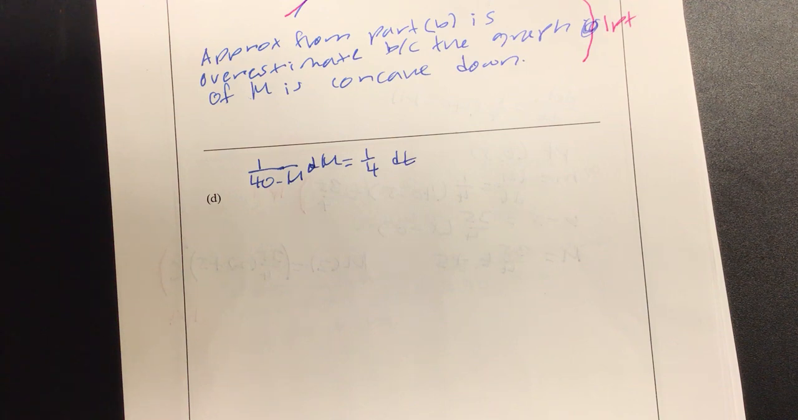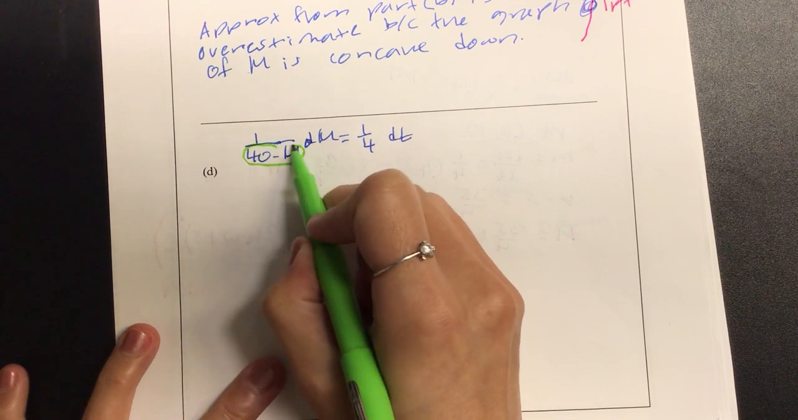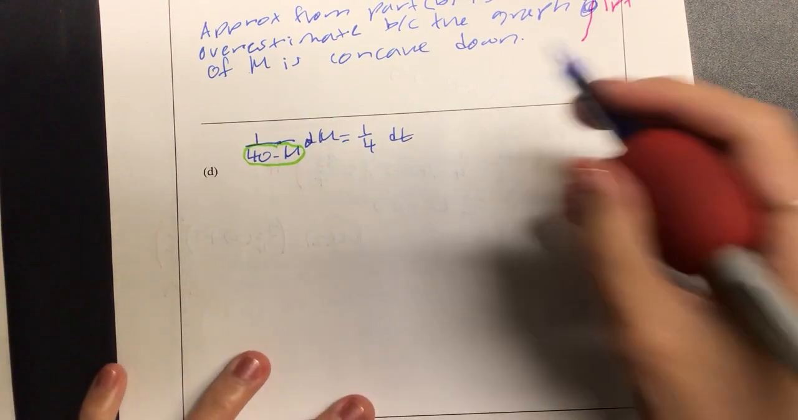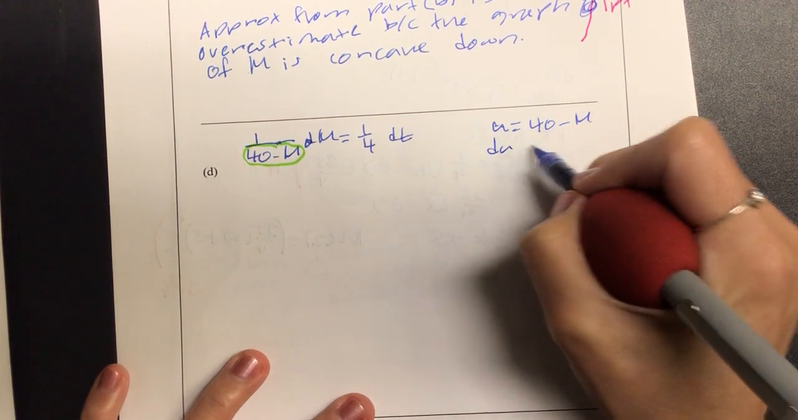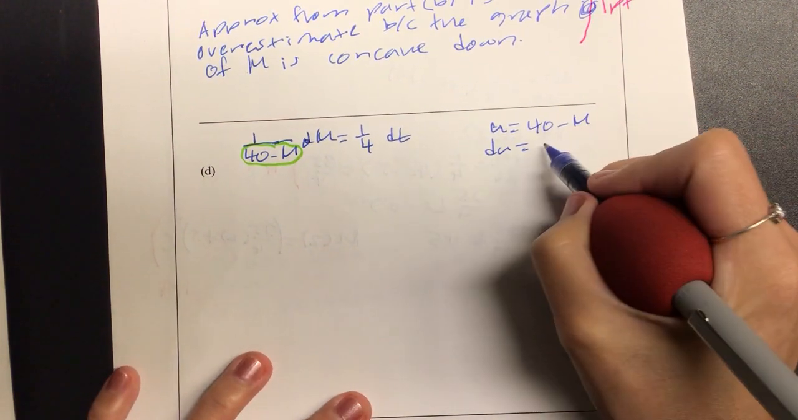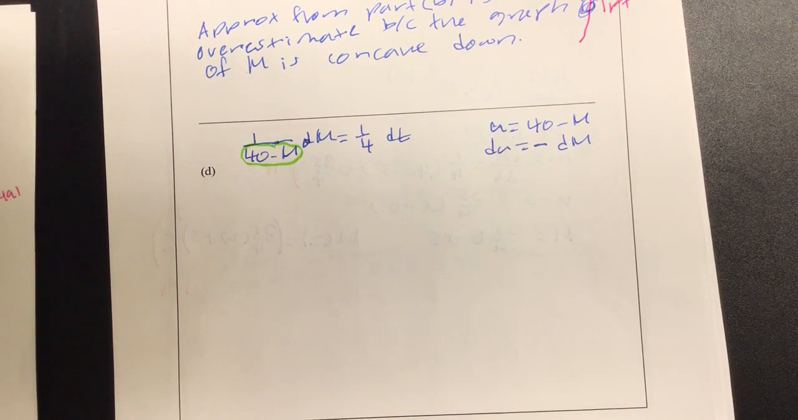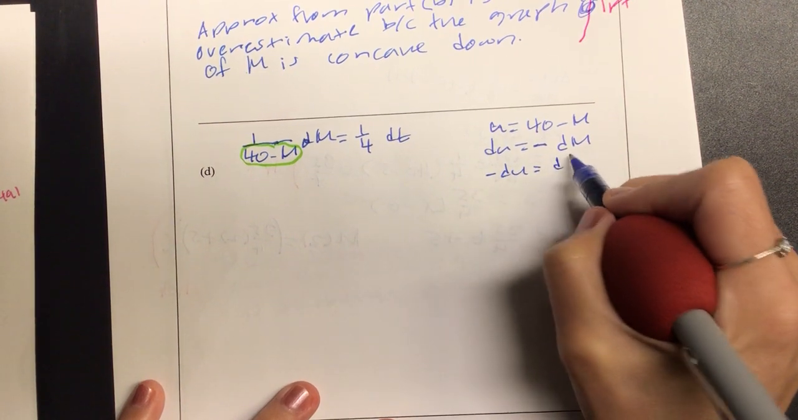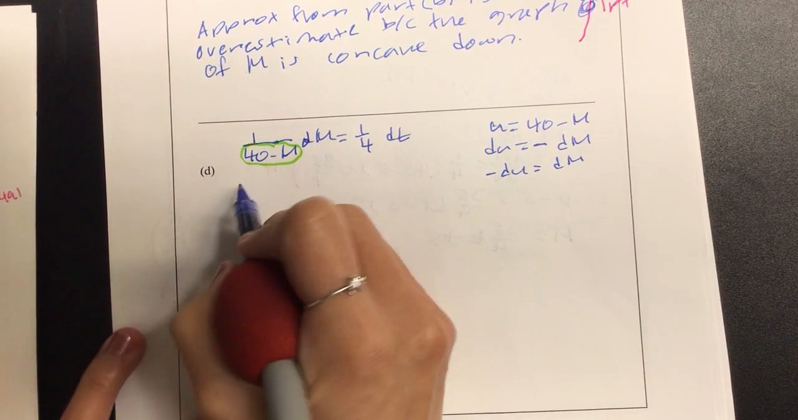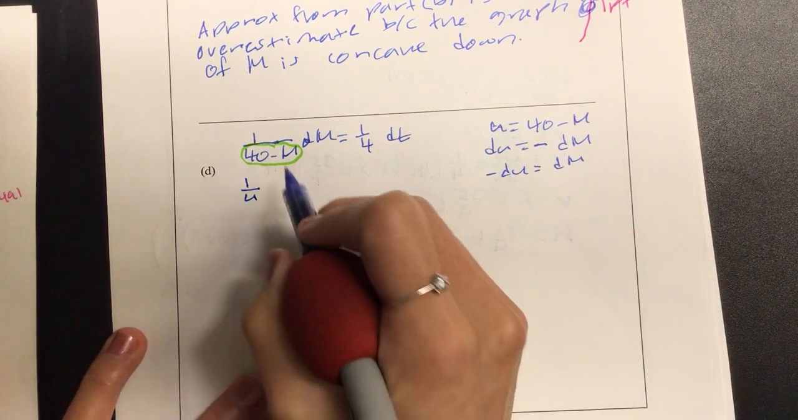On my left side, we're going to let u equal what? 40 minus m. Let's do that on the side. So we have u is equal to 40 minus m. So du is equal to what kind of dm? Negative dm. And we do not see negative dm, so I need to kick off the negative to the du. So let's do our direct substitution. We have 1 over u, and then we have du.